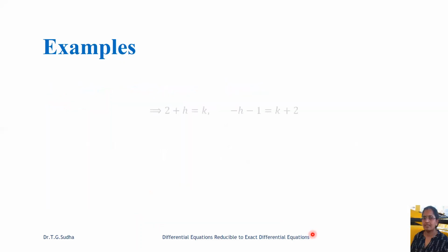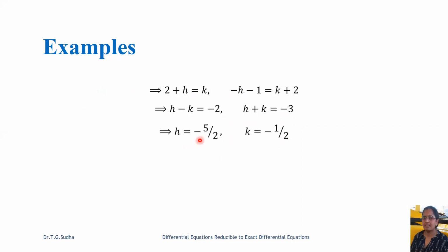On simplification, we get h plus 2 is equal to k, and minus h minus 1 is equal to k plus 2. And this on simplification gives us h minus k is equal to minus 2, h plus k is equal to minus 3. Solving these two simultaneous equations, we get h is equal to minus 5 by 2, k is equal to minus half. So the integrating factor, which is given by x to the power of h into y to the power of k, can be written as x to the power of minus 5 by 2 into y to the power of minus half. Now we have obtained the integrating factor, so we can multiply the given equation by this integrating factor.